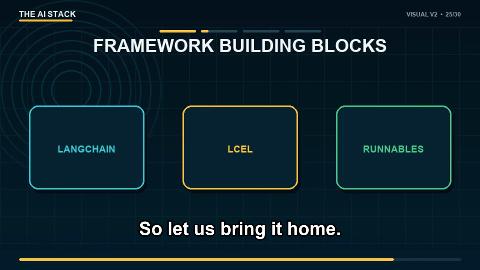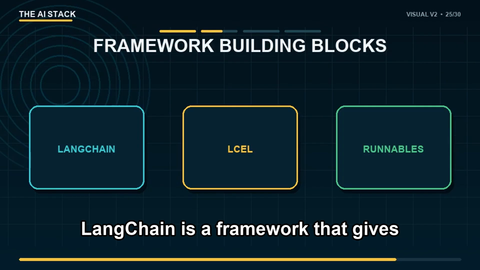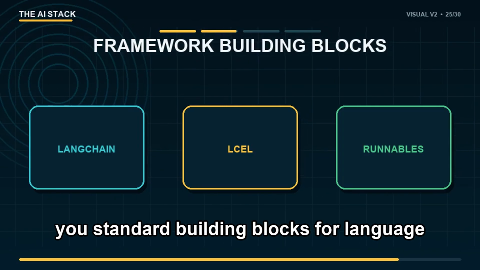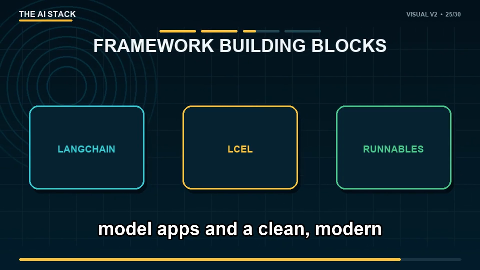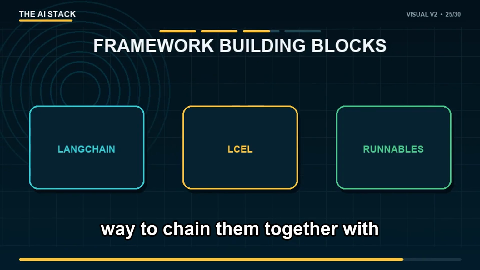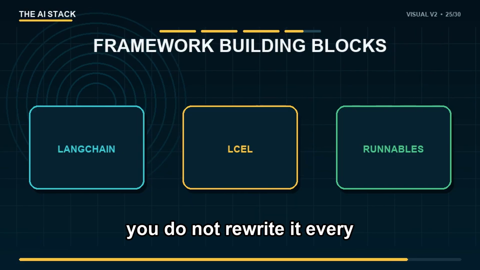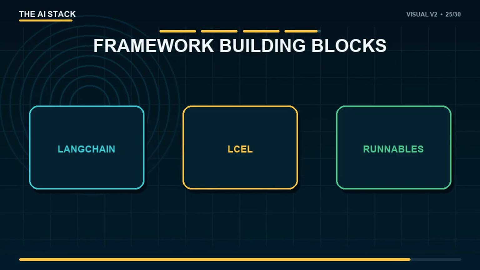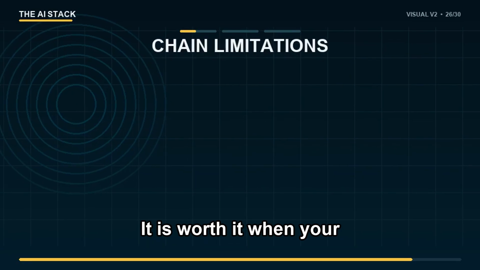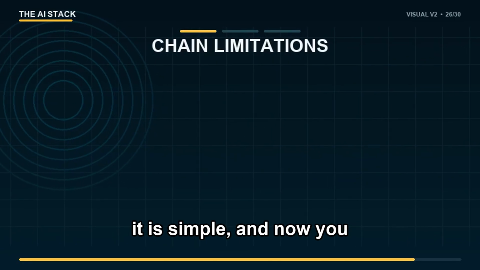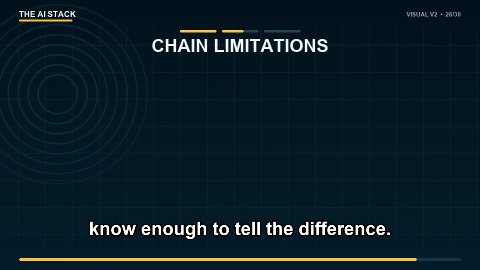So let us bring it home. LangChain is a framework that gives you standard building blocks for language model apps and a clean, modern way to chain them together with LCEL, piping runnables into pipelines, solving the integration and orchestration plumbing so you do not rewrite it every time. It is worth it when your project is complex and overkill when it is simple, and now you know enough to tell the difference.